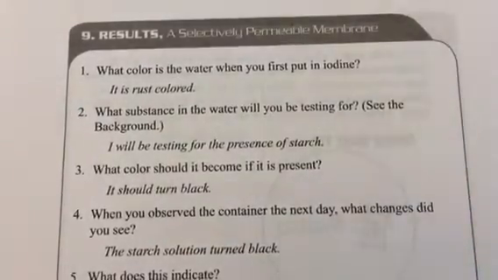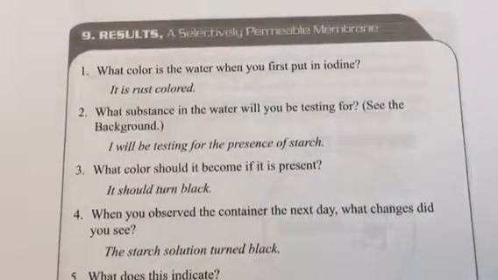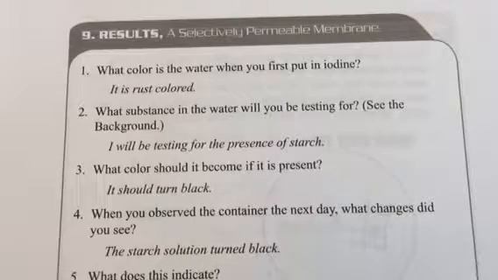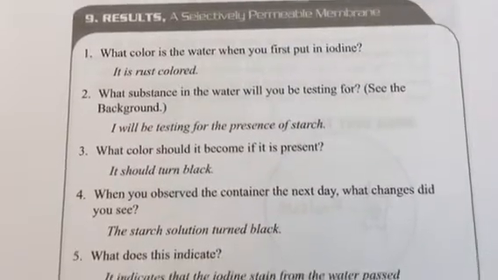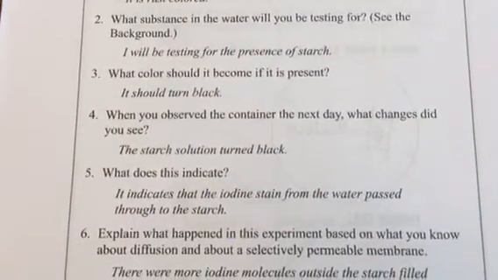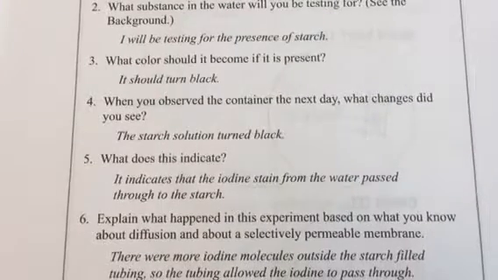Number 1, what color is the water when you first put in the iodine? It's kind of a rust color, kind of a yellow-brown. Number 2, what substance in the water will you be testing for? Well, you're going to be testing for the presence of starch. Number 3, what color should it become if it is present? It should become black-ish. Ours was pretty purple, so purplish black.